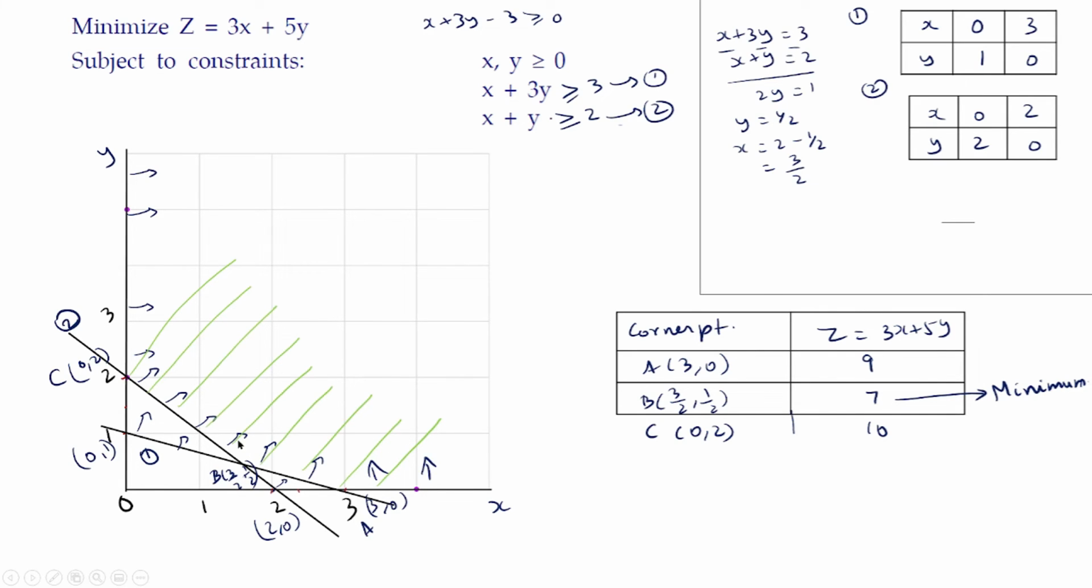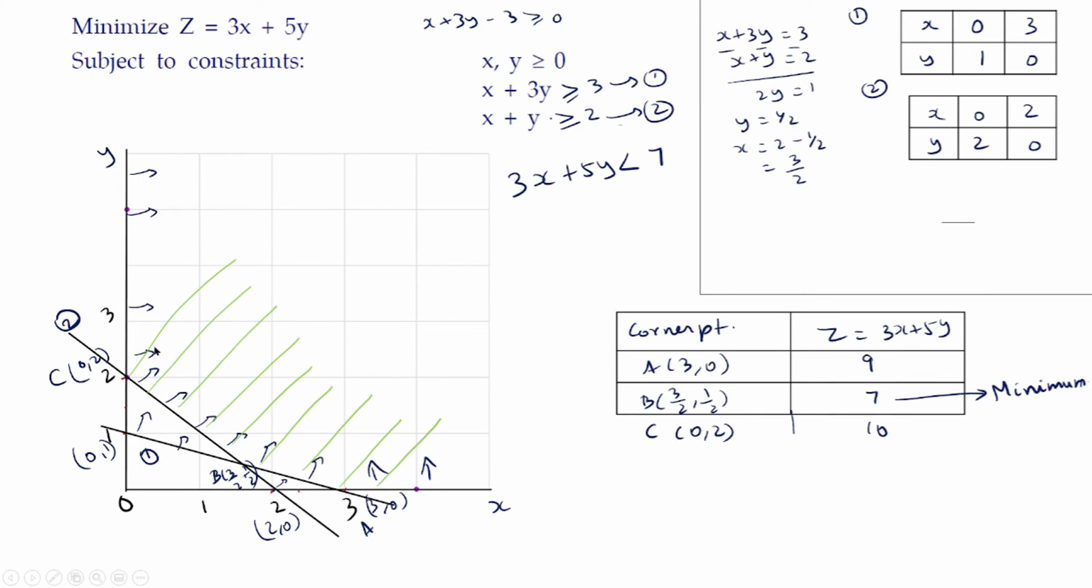And here we can see that the feasible region is unbounded and the objective function is to minimize z. When the feasible region is unbounded and the objective function is to minimize z is equal to some function of x and y, in this case, we have to find the region corresponding to 3x plus 5y less than the minimum value. So we have to find the region corresponding to 3x plus 5y less than 7.